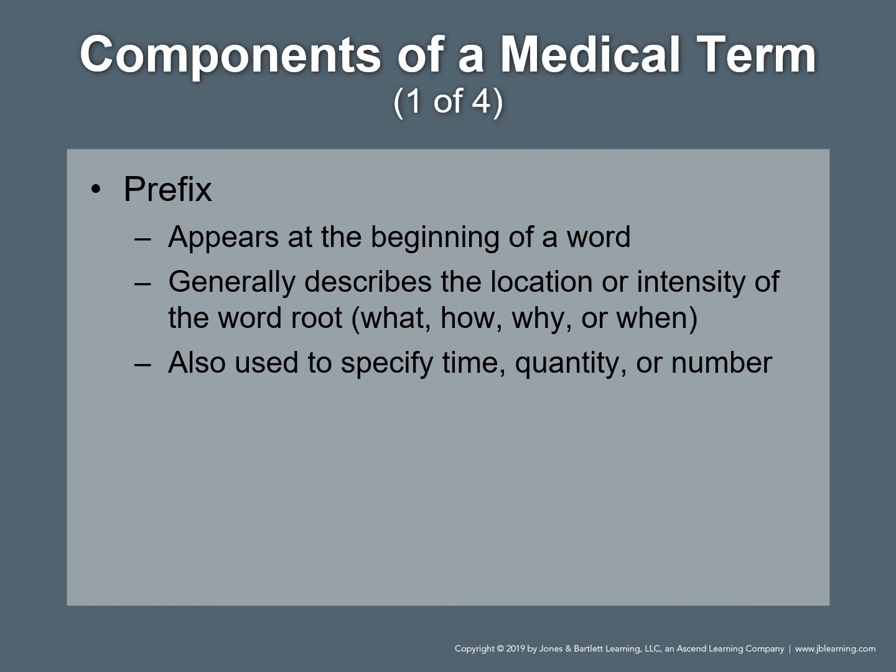Hypo, that means low. Hypovolemia would be low blood volume. Hypoglycemia would be low blood sugar. So just from that, you've got hypovolemia, again, low blood volume. Hypoglycemia is low blood sugar.